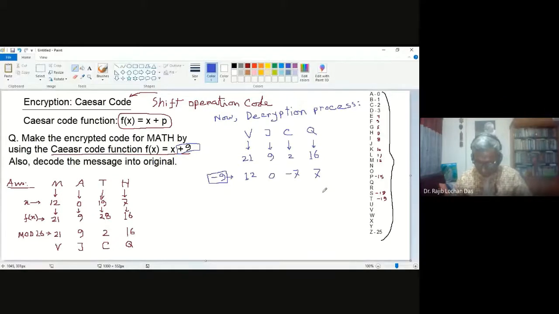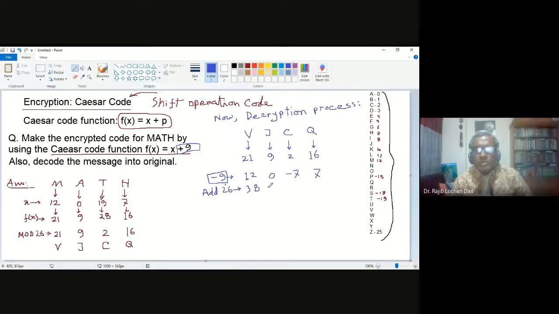For handling this problem, what we do, we add 26 with the numbers, whatever value we have. If we add 26 with everything, all the numbers, then the results will be something like this. I'm saying you add 26 with everyone. So 12 plus 26 will be 38.